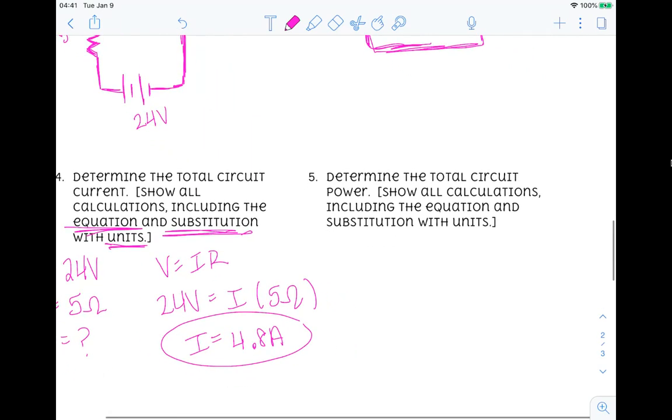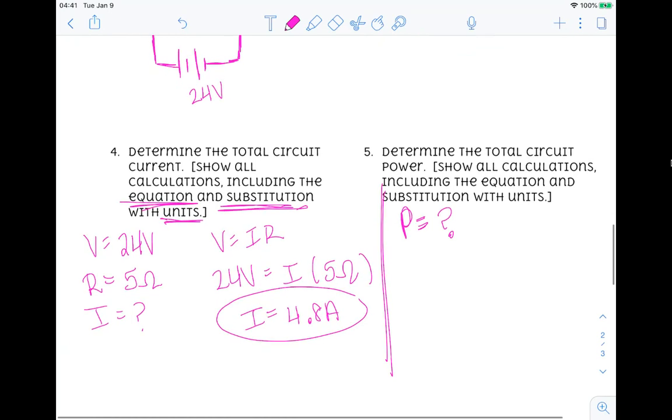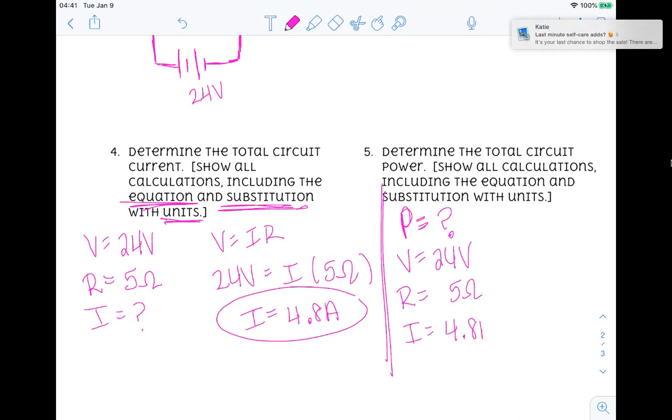Lastly, for number 5, let's draw a line here so we see what's going on. We are looking for the total circuit power. Again, we want to make sure we're showing all of our work. We're looking for P equals something. We know that we have volts, which is equal to 24. We know that my resistance is equal to 5 ohms. We just solved for the current to be 4.8 amps.